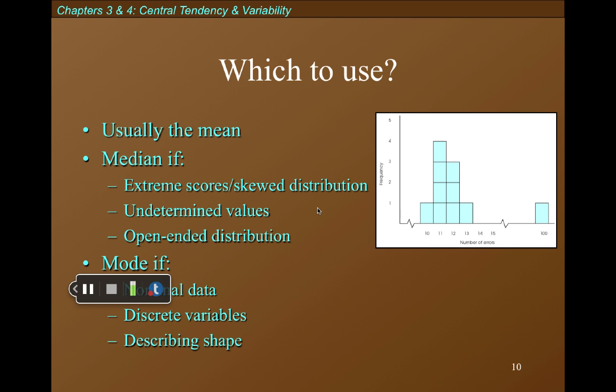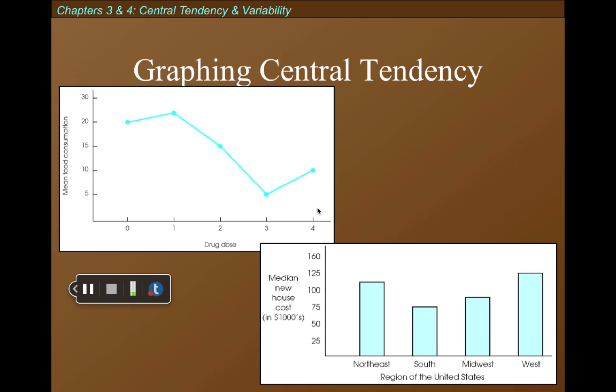Also, just to describe the shape of the distribution, like describing it as bimodal, we might use the mode for that. And for discrete variables that cannot be divided any more than a whole number. It cannot be 2.5, it has to be either 2 or 3. So sometimes we use the mode in that situation.